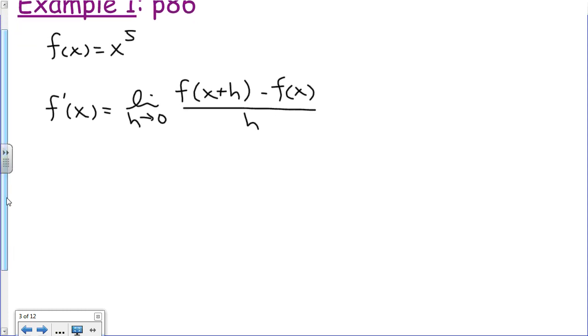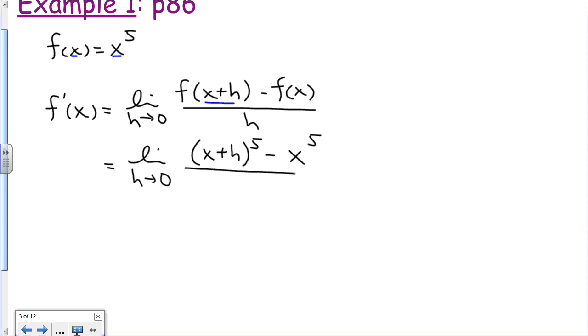All right, now it requires a little bit of substitution to simplify this. We've got the limit as h goes to 0. For f of x plus h, that means that in my function for f of x, I'm going to replace the x's with x plus h. So instead of just x to the 5th, it's going to be the quantity x plus h to the 5th. That's what f of x plus h is. Minus f of x. f of x is the original function we were given, so that's x to the 5th. And that's all divided by h.